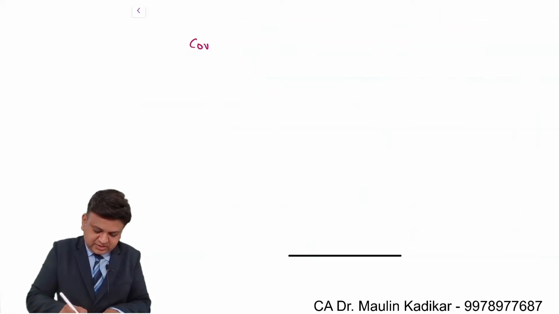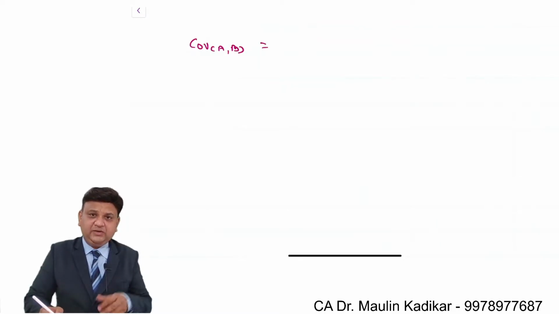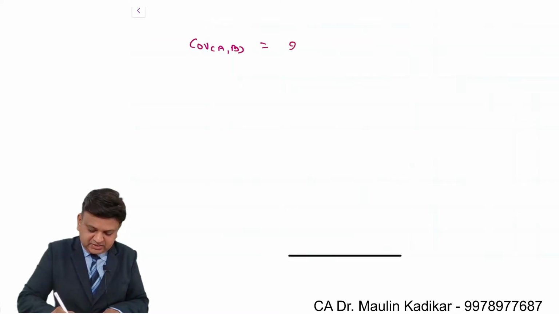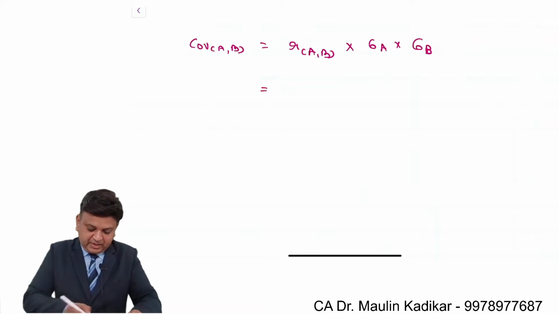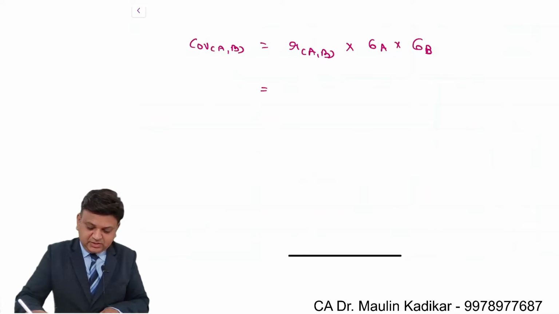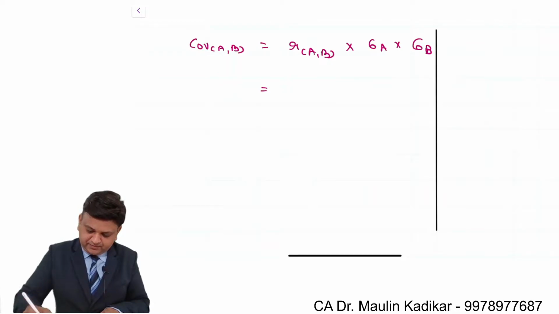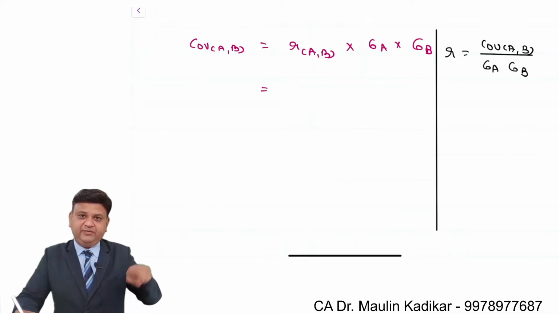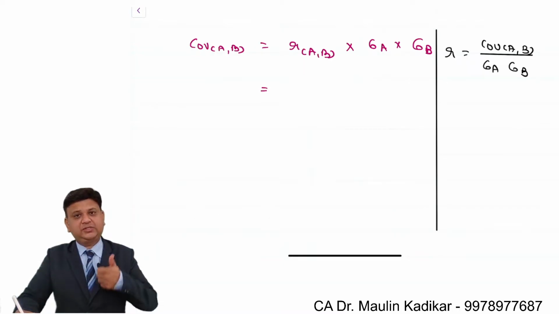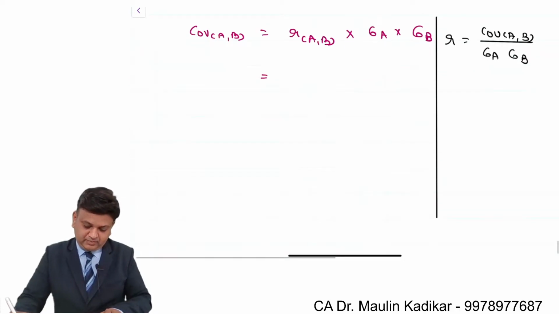Covariance between A and B is calculated using a formula like this: R between AB into standard deviation of A into standard deviation of B. That is the multiplication of these three. I hope everybody recalls the simple formula we have already done for the correlation coefficient. Correlation coefficient is covariance between A and B divided by standard deviation of A, standard deviation of B. So we keep the covariance as it is, and the standard deviations of A and B are transferred to the left hand side. So covariance is R into standard deviation of A into standard deviation of B.